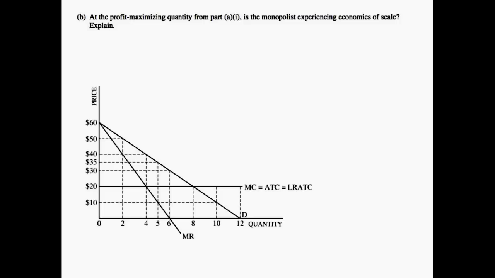Okay, so let's go ahead and tackle part B. Here we're asked, at the profit maximizing quantity from part A1, is the monopolist experiencing economies of scale? Explain. Well, what we know is that economies of scale means that in the long run, the average total cost for the firm will decrease.